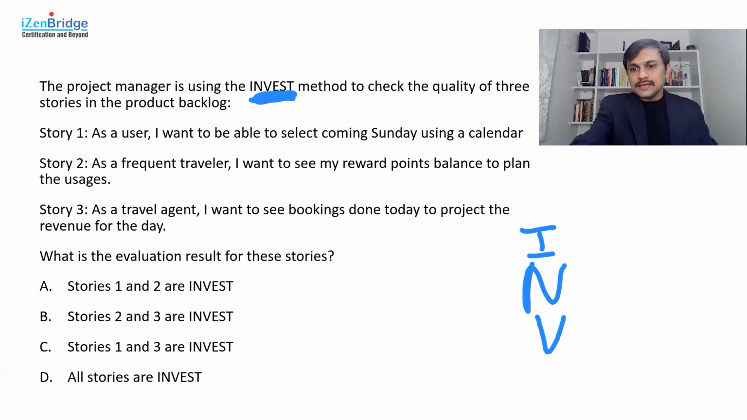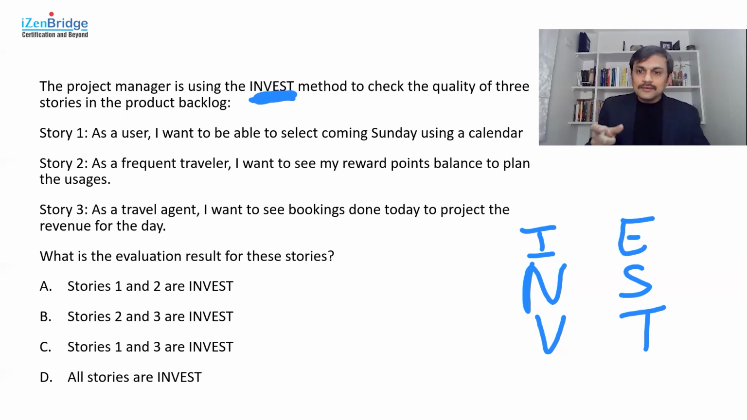Now, E, S, T: it should be estimatable, it should be small enough, and it should be testable. The testability may only get well refined when acceptance criteria are added. That's the key. Just from a user story statement, you should get an idea whether it is testable or whether it is open to interpretation. That's the specificity of it. Estimatable and small also depend upon your definition of small.